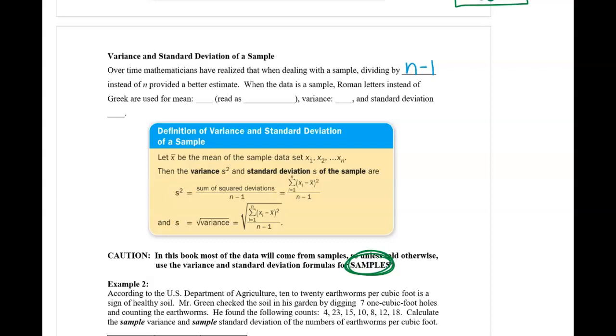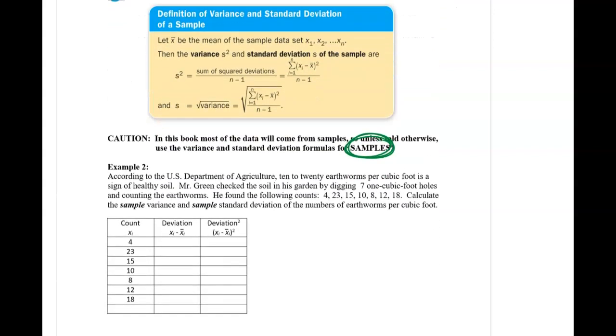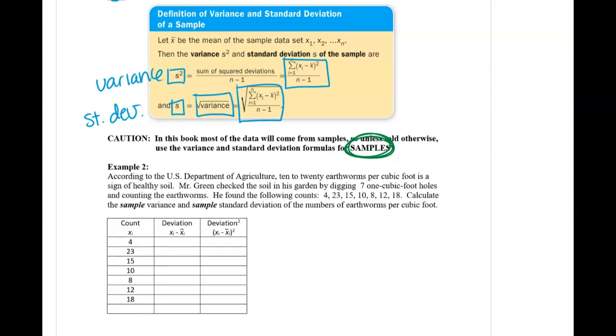And we use Roman letters instead of Greek. So for mean, it's x with a line above, which we say x bar. And for variance it's s squared, and standard deviation is s. So easy to remember, s for standard deviation. The formulas are very much the same. So s squared, or variance, is the same, except we divide by n minus 1 instead, because, you know, statisticians told us to. And for s, our standard deviation, we divide by n minus 1, just like our variance.